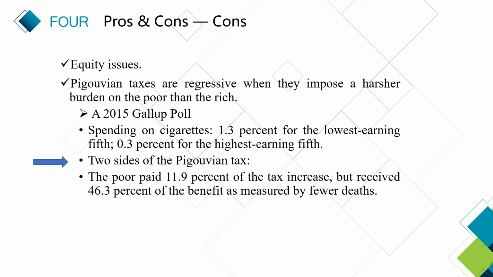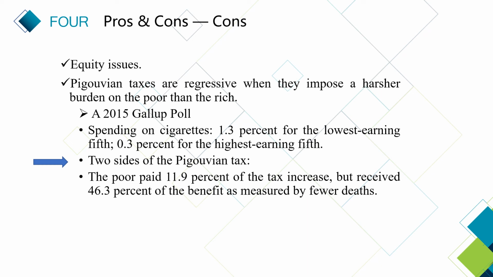For example, cigarette taxes are regressive Pigouvian taxes. A 2050 Gallup poll found that the lowest earning fifth allocate 1.3% of their spending on cigarettes compared to 0.3% for the highest earning fifth.